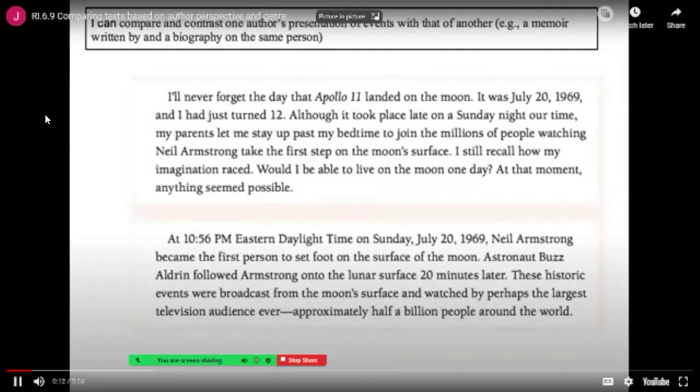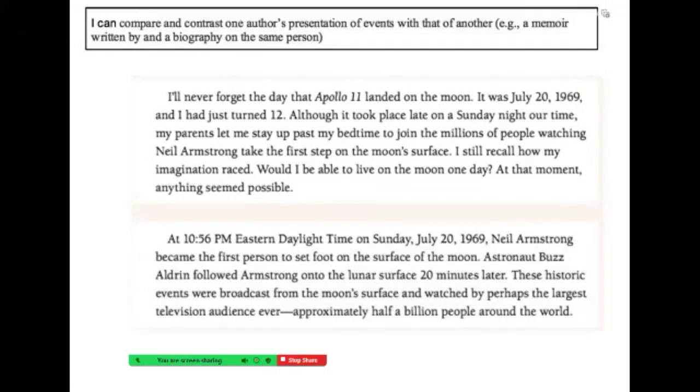Today we're working on the standard of comparing and contrasting one author's presentation of events with that of another. So for today we have 2 paragraphs. Both of these paragraphs are written by different authors, but they're about the same event, when we had the first person step on the surface of the moon. We're going to start by reading the 2 articles.